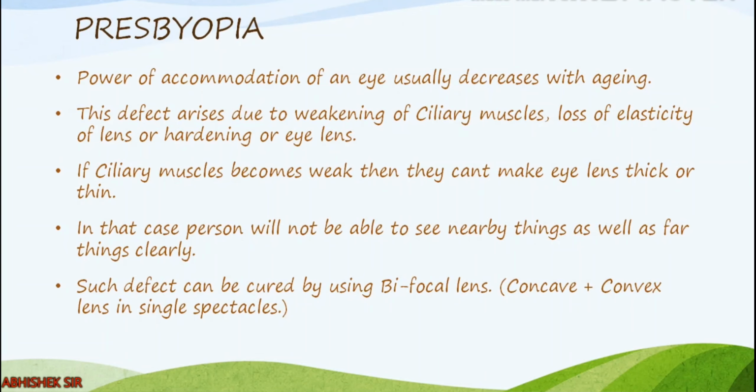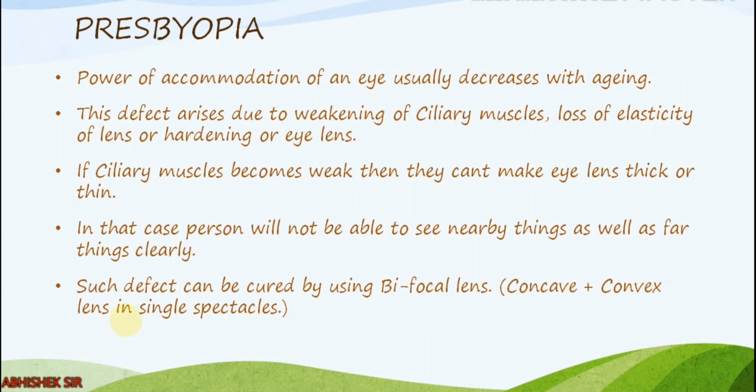So what is the solution? In myopia we use concave lens, in hypermetropia we use convex lens. Right, now in presbyopia the person is suffering from both. So what doctors are suggesting is to use bifocal lens. Remember the name, bifocal lens. Bifocal means the lens which is having two focal lengths.